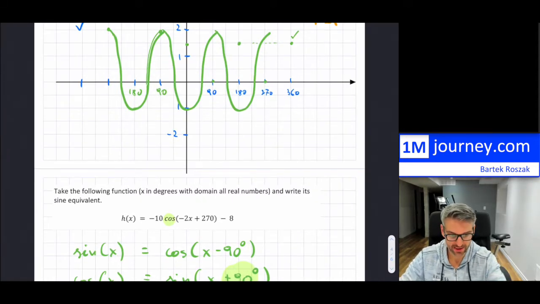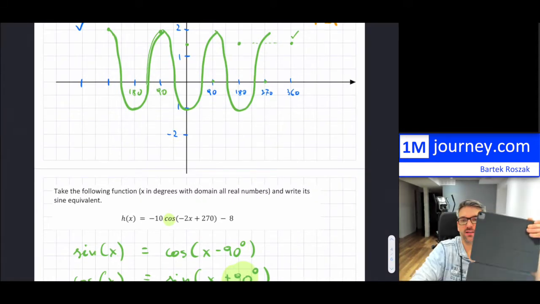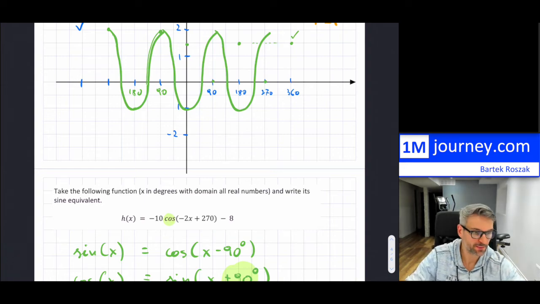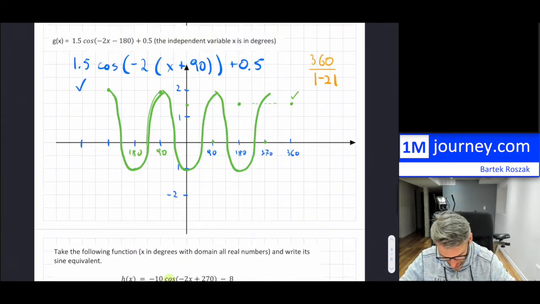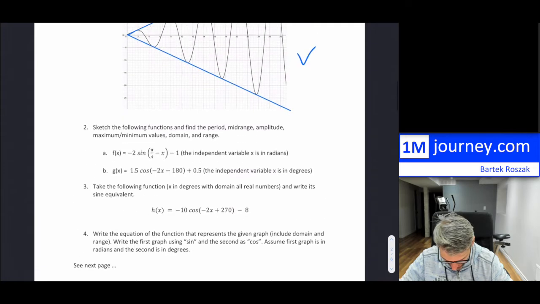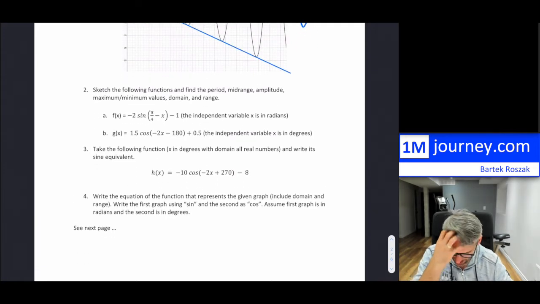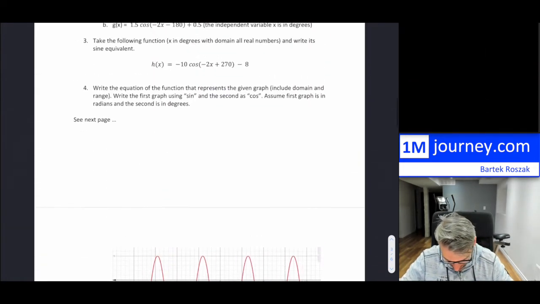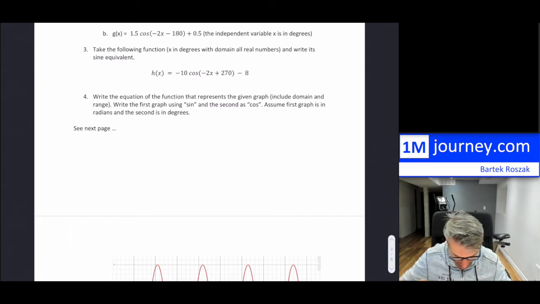Let's keep going. Let's see what else they give us. Is anything more difficult? I'm going to go back. So that was question 3. And question 4: write the equation of the function that represents the given graph, include domain and range. Write the first graph using sine and the second as cos. Assume first graph is in radians and the second is in degrees.